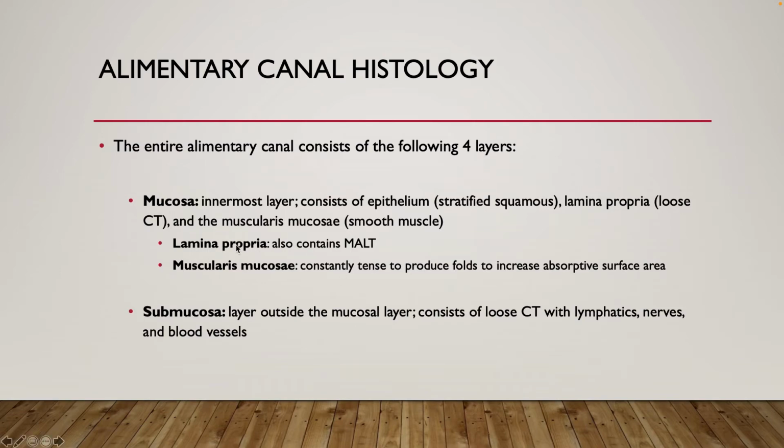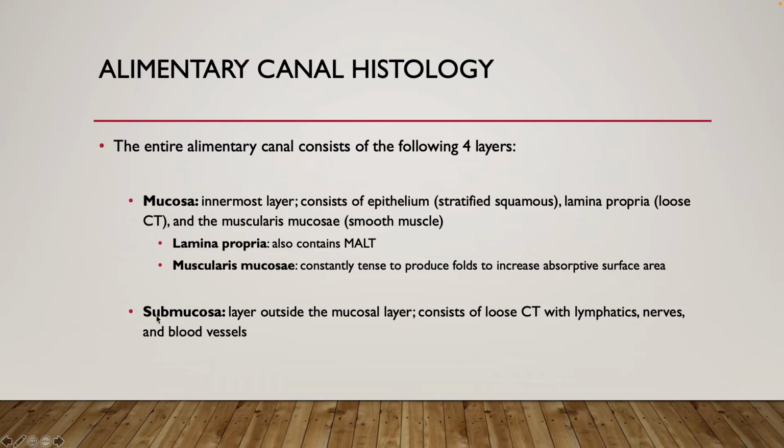As I said, our lamina propria, this loose connective tissue, contains some immune cells, so this is mucosa-associated lymphatic tissue. And then our muscularis mucosae, as I said, is in this constant state of contraction, this tension, that helps to increase surface area in different parts of our GI tract. Next layer we'll discuss is the submucosa.